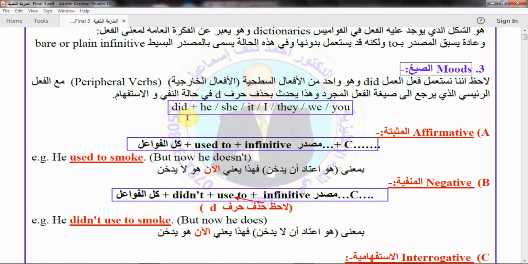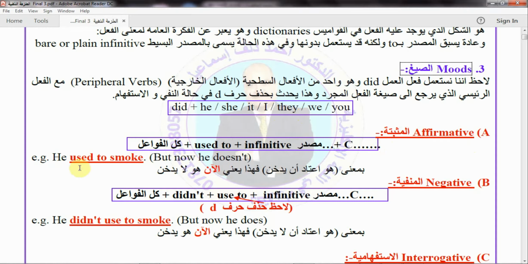The rule of did. Did comes with all pronouns, singular pronouns, he, she, it, and I, and the plural pronouns, they, we, and you. The first mood is letter A, affirmative. The structure: all pronouns plus used to plus infinitive plus complement, full stop.